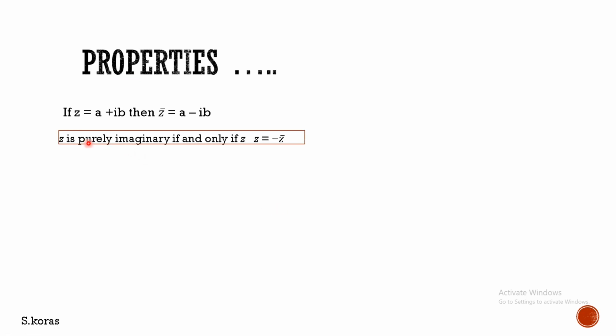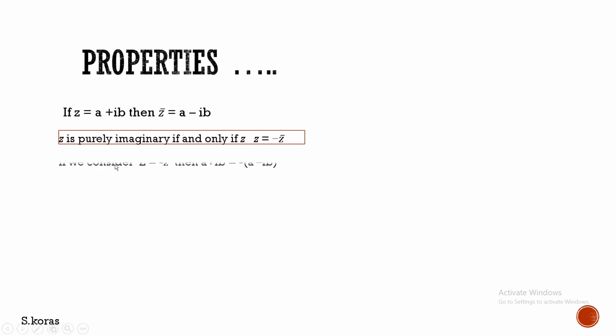Here the property says, if z is purely imaginary, that means there is no real part, then z will be equal to minus z bar. Here also we have the statement if and only if. So by considering z as purely imaginary, we have to prove this, and by considering z is equal to minus z bar, we have to prove that z is purely imaginary.